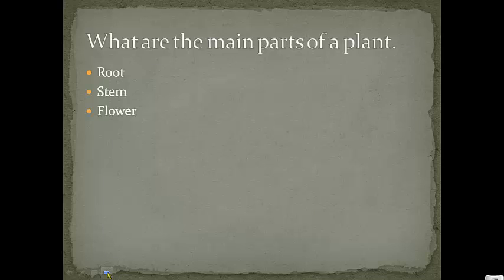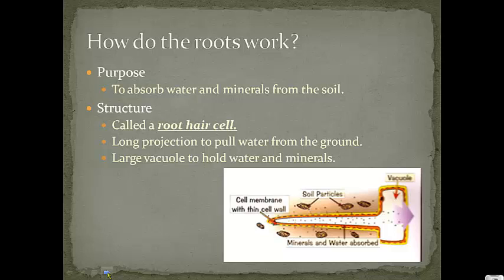So what are the main parts of a plant? Well, they're the root, the stem, and the flower. The roots. What's the purpose of the root? Well, the root is meant to absorb water and minerals from the soil. So basically the root's sole purpose is to pretty much, well, it's not its sole purpose. It also helps to hold the plant in the ground, but its main purpose is basically to absorb water and minerals from the soil. And the cells inside of a root are designed specifically for that purpose.